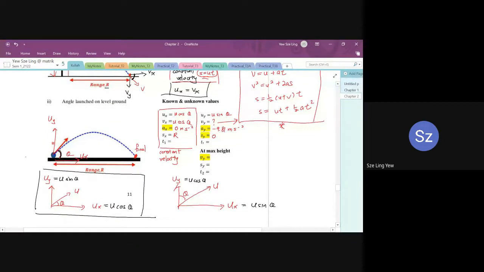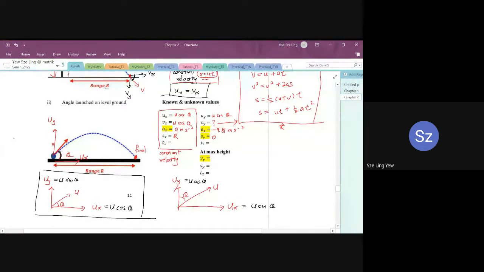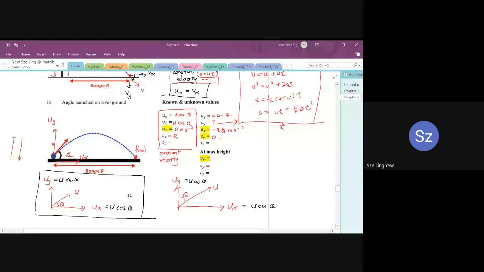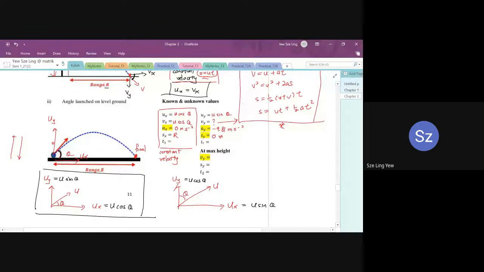Why? Because it goes up to maximum and then it drops back to the ground. So now it goes back to my reference line. The ground is now the reference line and it drops back to the ground. Therefore, my sy is equal to 0. And then t again is an unknown. Right? t is an unknown.